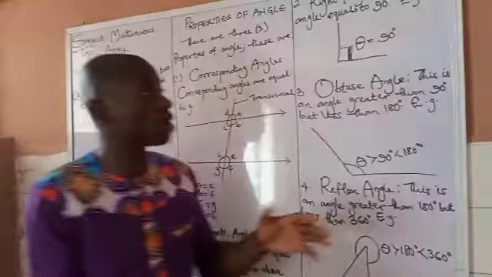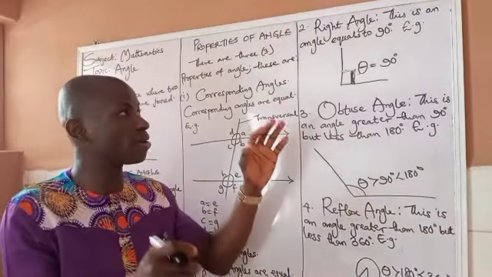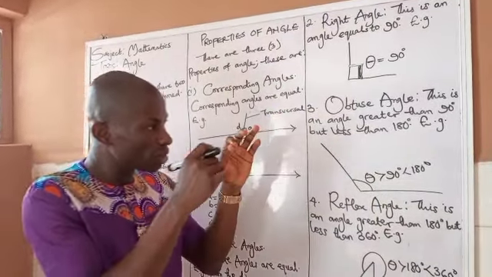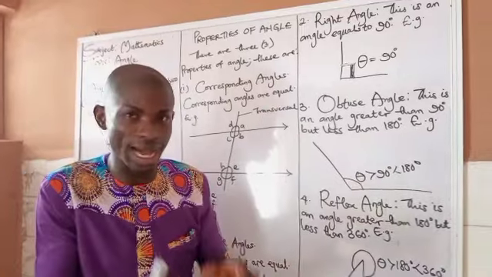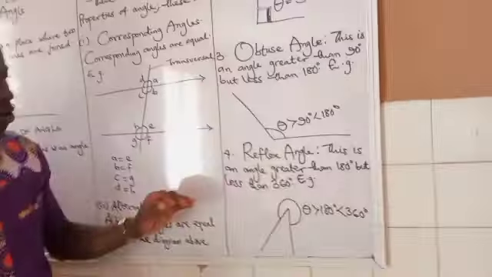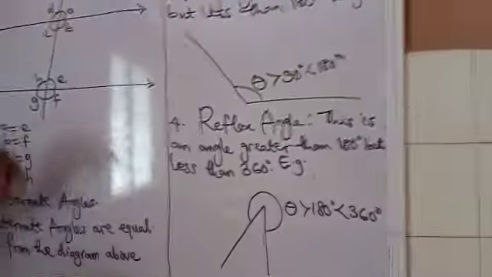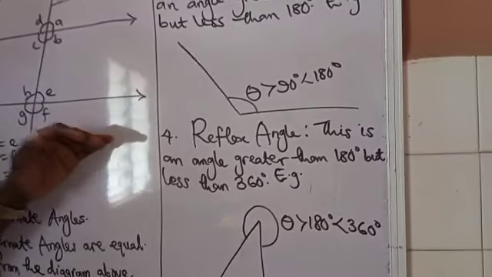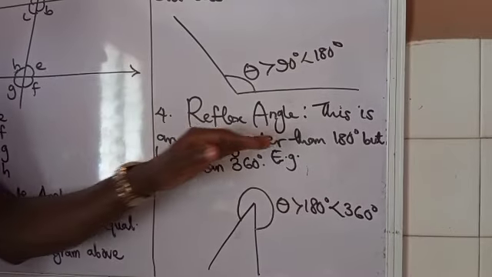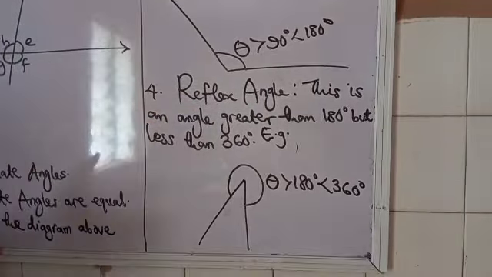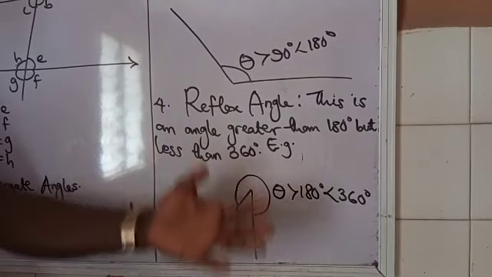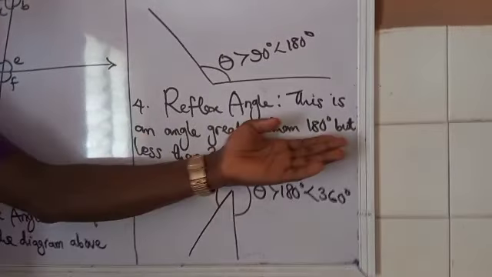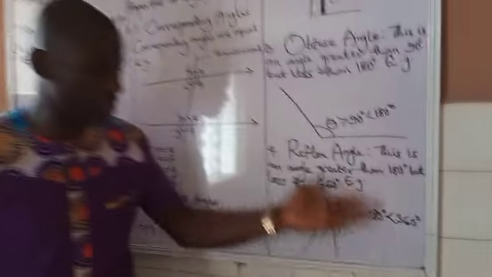So when we talk about obtuse angle, we talk about an angle greater than 90 degrees but less than 180 degrees. So we move to the fourth one before we go to properties of angle. The fourth one is what I call reflex angle. What is reflex angle? I define it to be an angle greater than 180 degrees but less than 360 degrees.